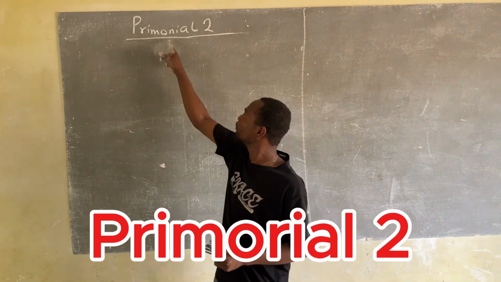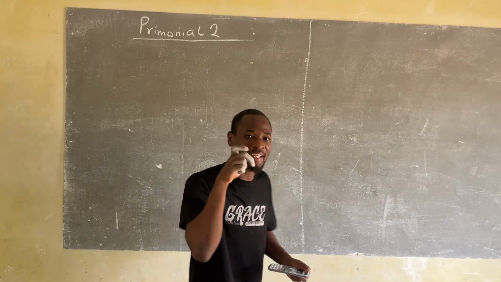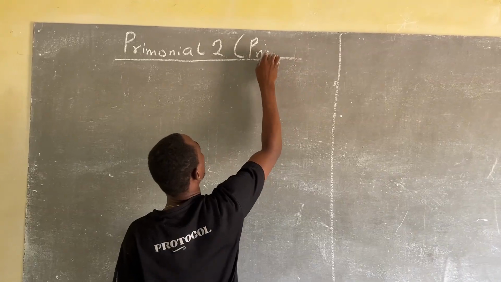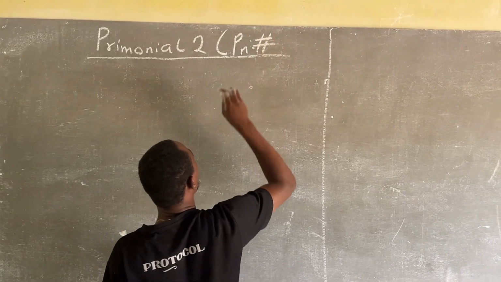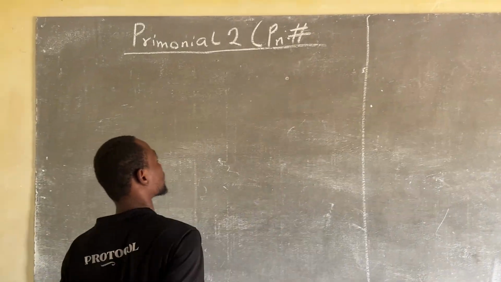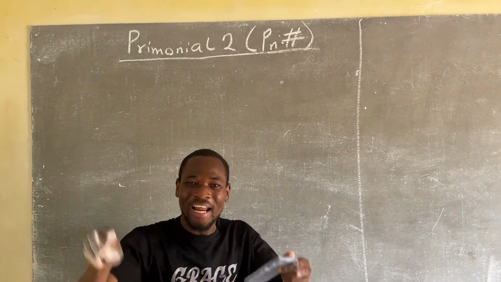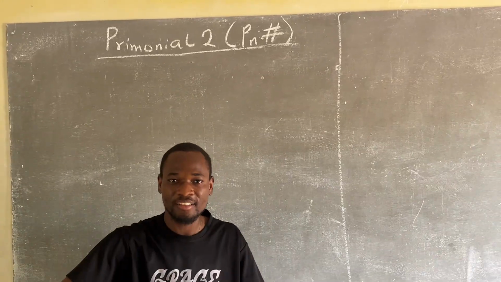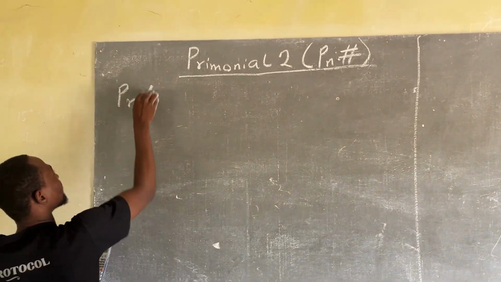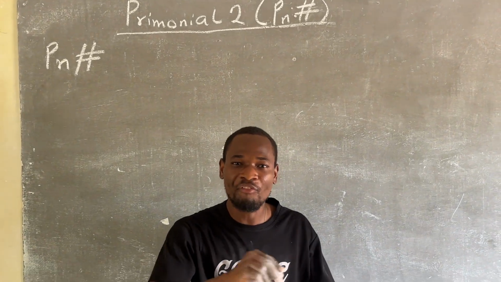So I'll be calling it Primorial 2. And this type of Primorial is also denoted by Pn. Primorial, denoted this way, okay? So, viewers, the product of the first n prime numbers is denoted by this, as simple as that. Okay, viewers, so let us evaluate the following.